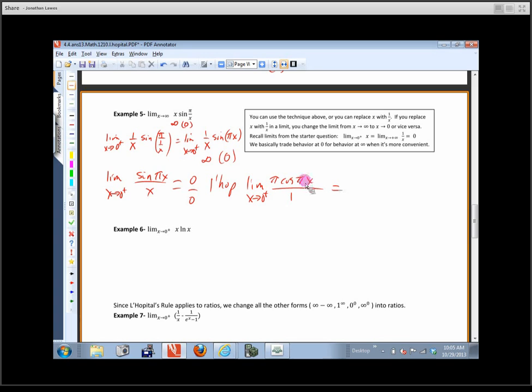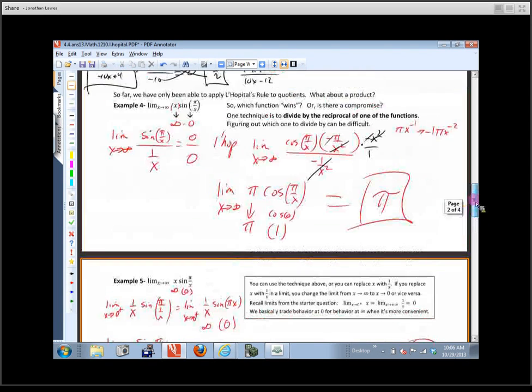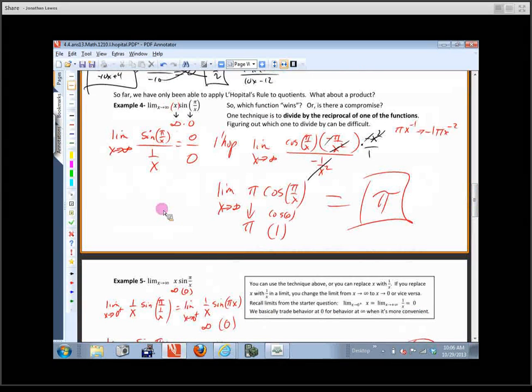So I end up with pi times, if I plug in a 0, that's a 0. Cosine of 0 is 1. So I end up with pi, okay? Now, I have found that on the majority of problems that I've run into, that I like that technique a little bit better, okay? If you like picking one of those functions and dividing by the reciprocal, the end result is the same.